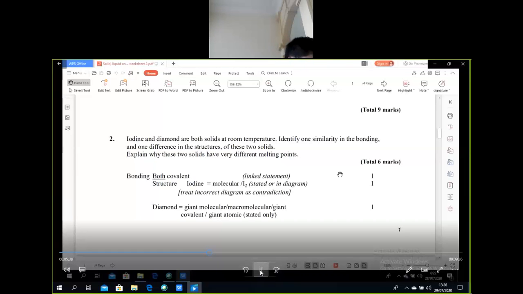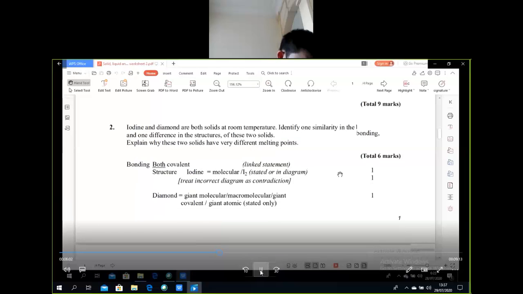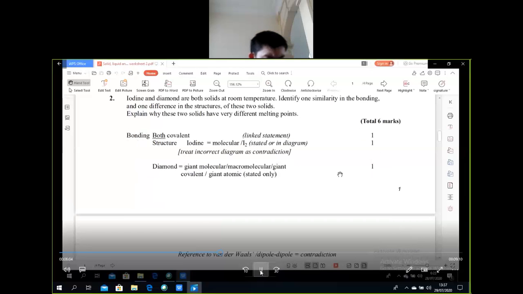Iodine has a simple molecular structure because it has a lower boiling and melting point compared to diamond. Diamond has a very high melting and boiling point because it has a giant covalent network. It has strong covalent bonds, but in terms of the bonding, both of them have the same covalent bond.